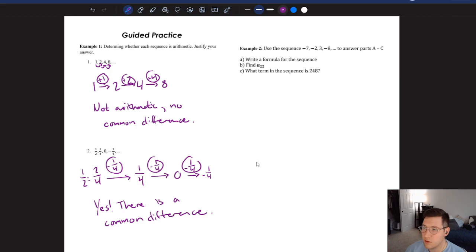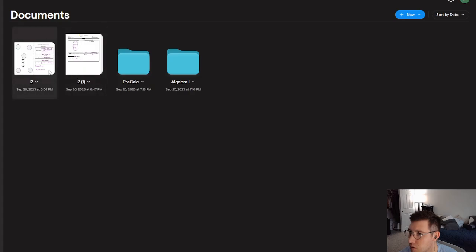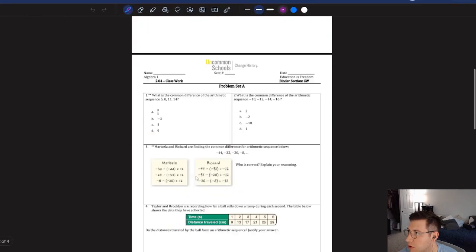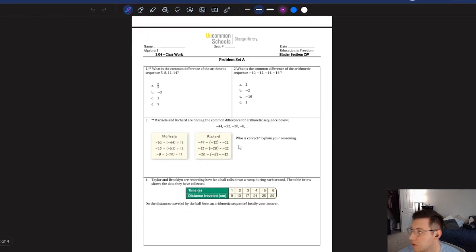Feel free to pause if you need. We're going to wait to do example 2 until after problem set A. And so once you have this, we're going to jump back to our packet and be taking a look at problem set A. It's only 4 questions. And so for the 4 questions, you're going to have probably around 5 minutes to work silent and solo. Go ahead and start, and feel free to pause the video.